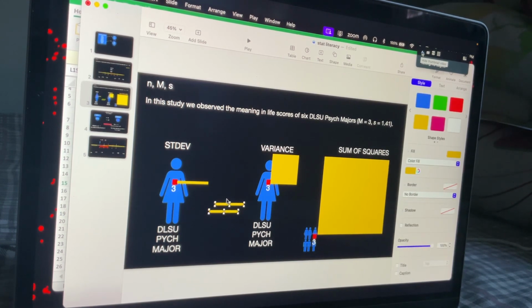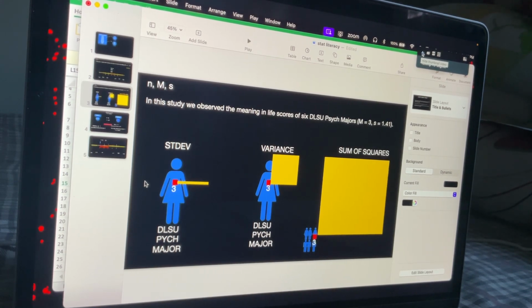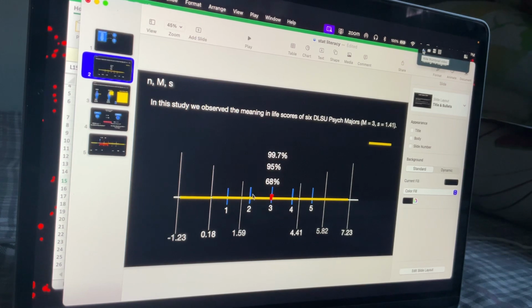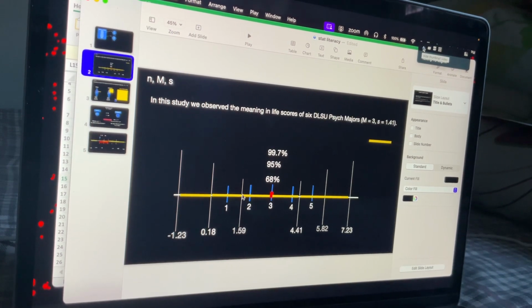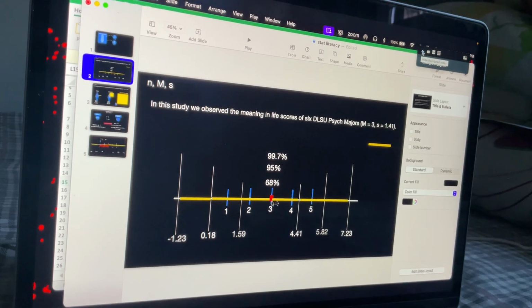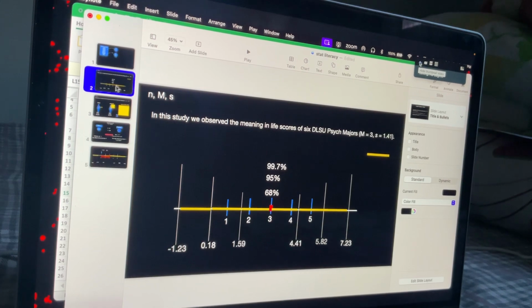But in the typical way of using the standard deviation, we estimate one standard deviation above and one standard deviation below to estimate ano yung scores ng majority. Okay, 68% is still majority. So you'll say, yung score ng majority would be about 1.59 to 4.41. If Manuela is really a typical DLSU site major, her score would be within this majority. Okay, so standard deviation.